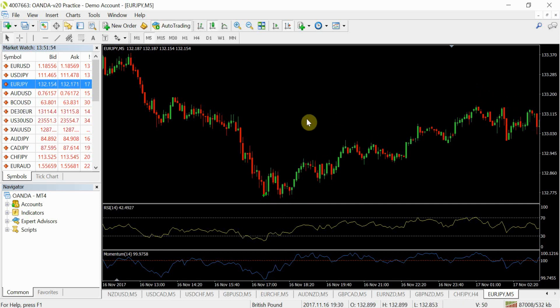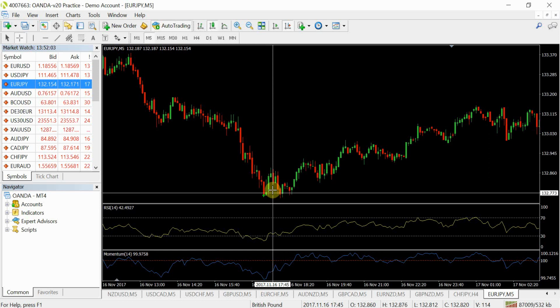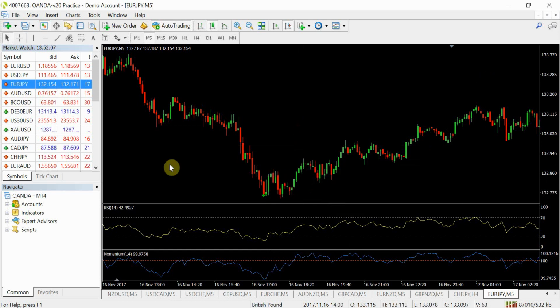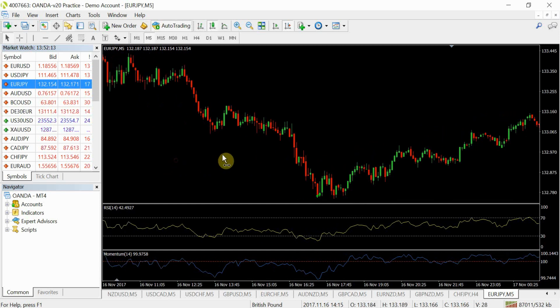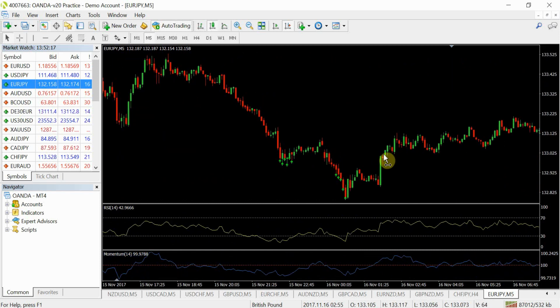What some people like to do actually, once the signals come in over here, is put a pending order near the bottom to buy. So then you're getting in at a better price and a better risk to reward ratio. It's not something I tend to do, but it could be quite useful if you're trying to employ this type of strategy. And then let's have a look here.